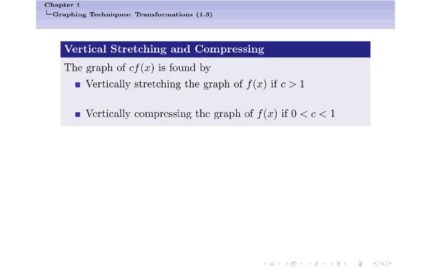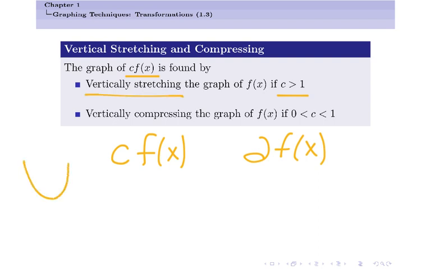As you could see on the previous problem with our parabola, there are vertical stretches and compressions. If you want to find the graph of a vertical stretch, you'll have a constant times your original function. If that constant is greater than 1, so if I have like a 2 times my original function, I will have a vertical stretch. So if my graph looks like this, I'll have a vertical stretch. If my c value is between 0 and 1, I'm going to have a vertical compression. So I'm going to give you a few examples of what that will look like.